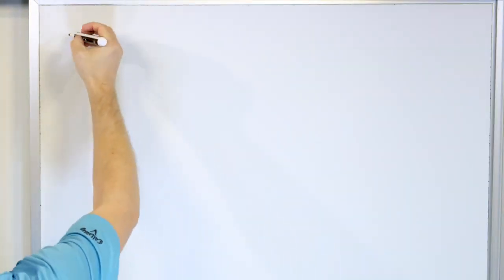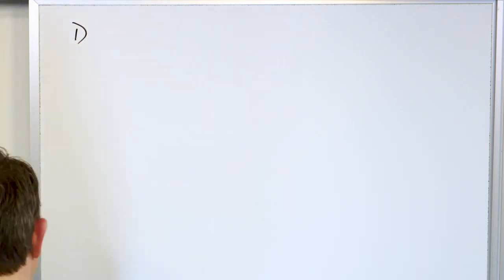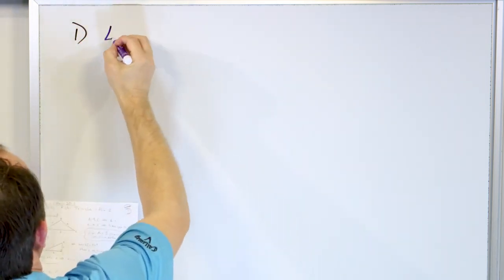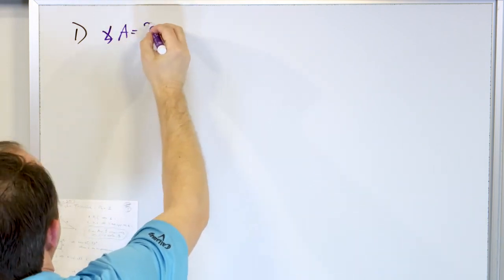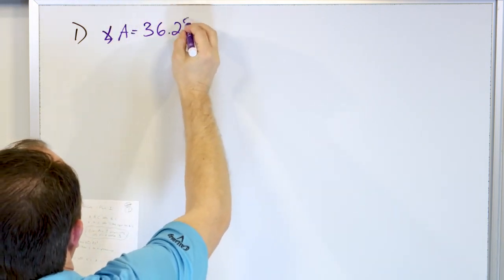All right, let's jump into problem number one. Now that we know what we're trying to do, I'm going to give you the measure of angle A to be 36.2 degrees.